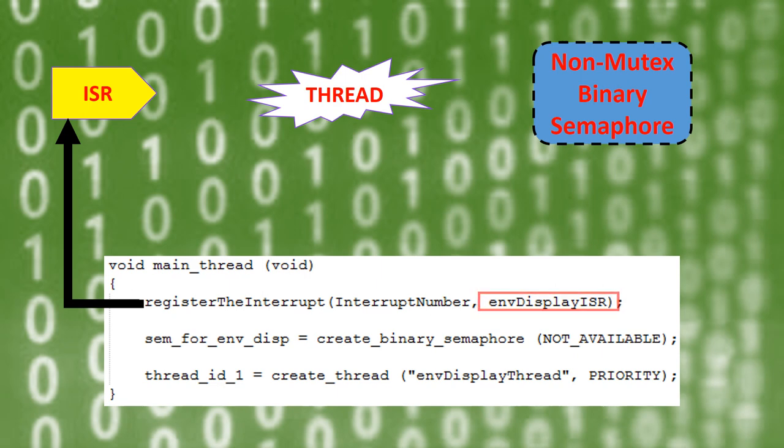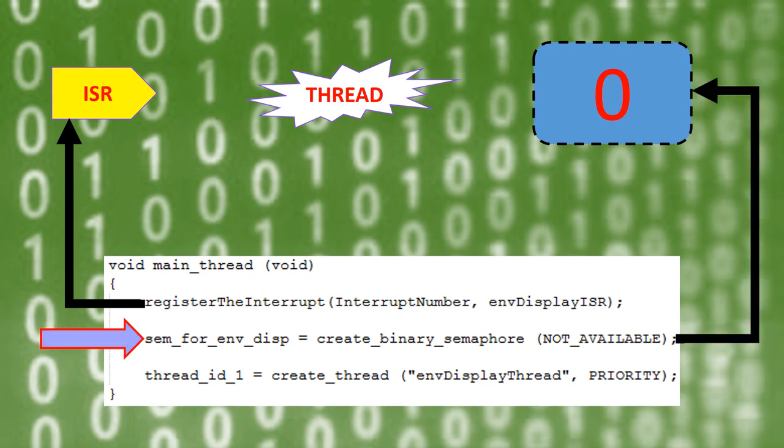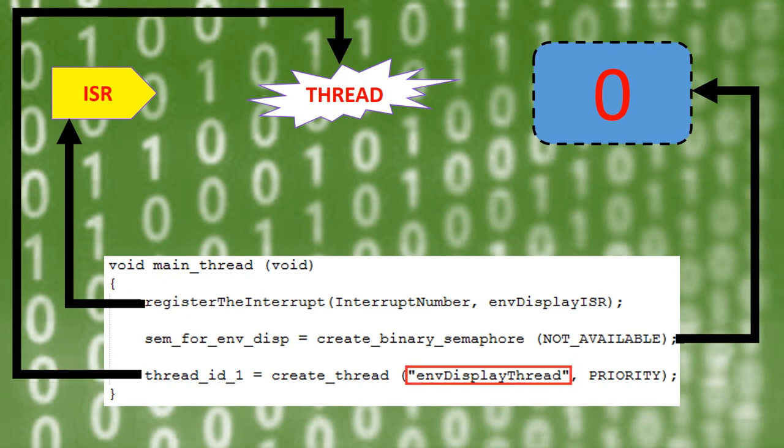This would be our ISR function name, which gets called when the hardware interrupt is triggered. Then the next thing is, let's create a non-mutex binary semaphore with its initial state as not available. For the purpose of synchronization, it is important to create a non-mutex binary semaphore with its initial state as not available. And then we will create a thread whose task, or function, is to display the environmental parameters. This is the entry point, or function name, of the thread.